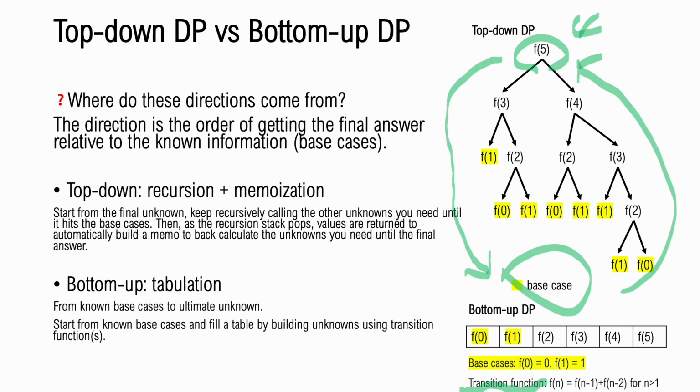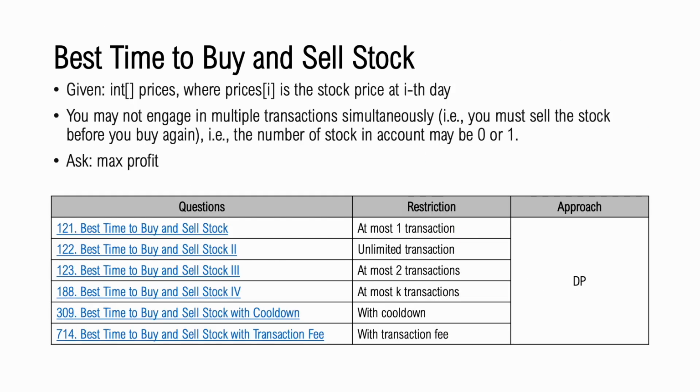There are in total 6 different problems in the best time to buy and sell stock series on LeetCode. For all these problems, you are given an array called prices with the stock price on different days. You may not engage in multiple transactions simultaneously. You must sell the stock before you buy again, which means the number of stocks in your account can only be 0 or 1. And the final ask is what the max profit will be.